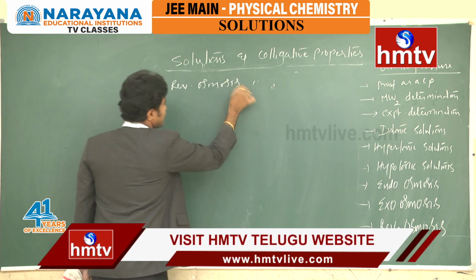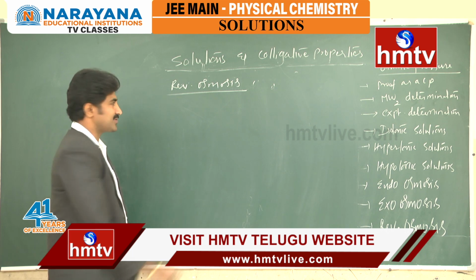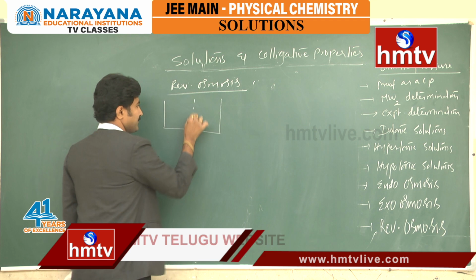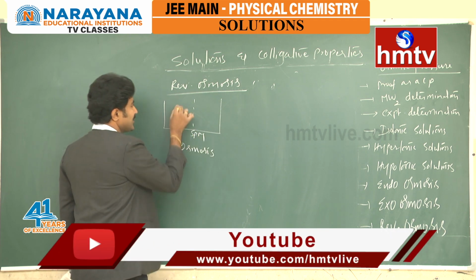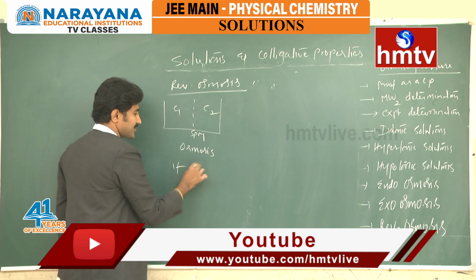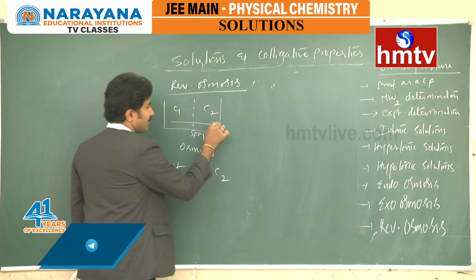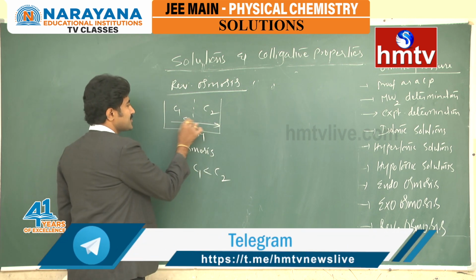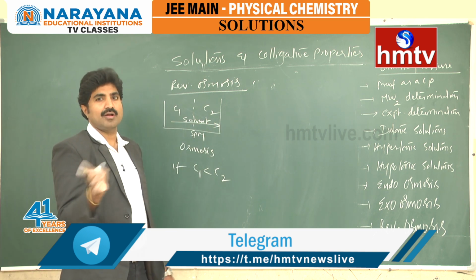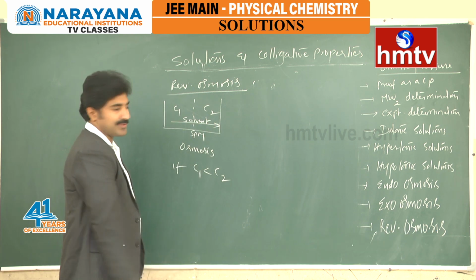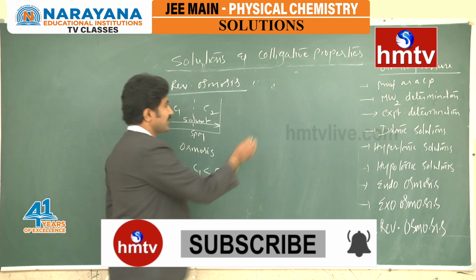Reverse osmosis is exactly the reverse process of osmosis. What is osmosis? In osmosis, we use a semi-permeable membrane. One side has low concentration and the other has high concentration. If C1 is less than C2, solvent molecules simply migrate from the lower concentration to the higher concentration until it is equal on both sides. That is osmosis. We know this. Reverse osmosis means exactly the reverse process.